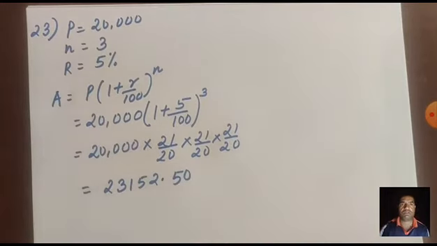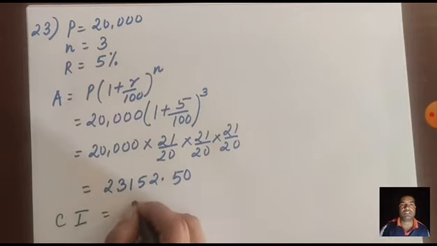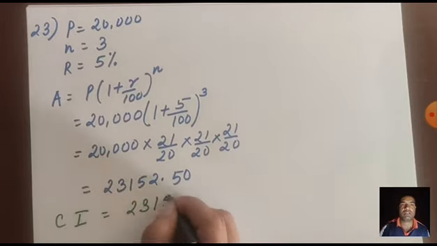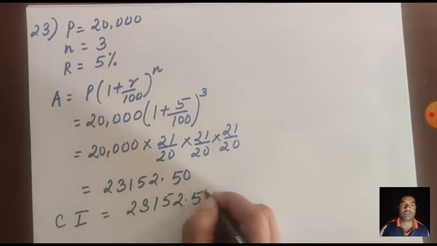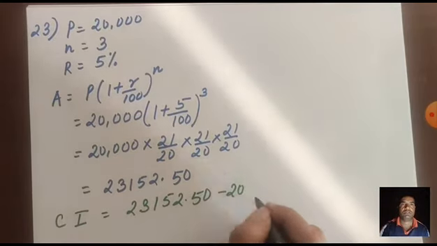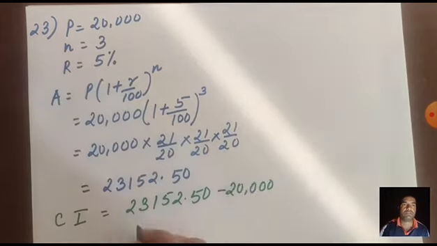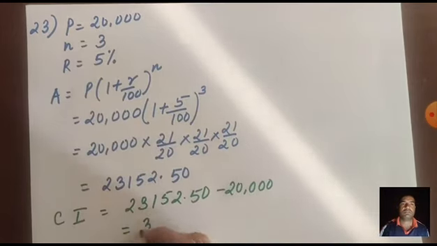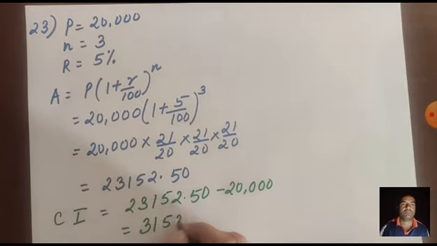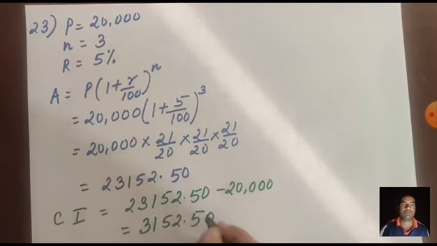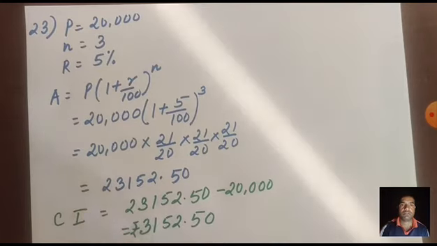So the amount we got is 23,152.50. So compound interest is equal to amount minus principal, which is 23,152.50 minus 20,000. Which is equal to how much? 3,152.50. This is your answer. This is the compound interest when compounded half yearly.